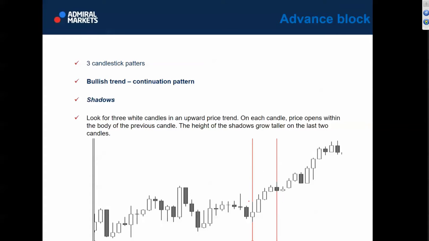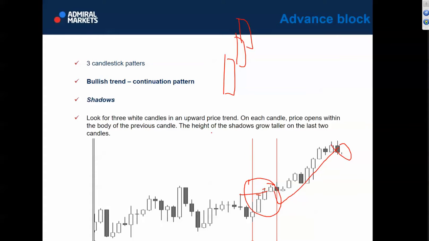See, so the height of the shadows. This shadow is here, this shadow is here, this shadow is here. This is not three white soldiers, because three white soldiers usually don't show any wicks. But if you see wicks, don't think that this is bearish. Very often traders might assume that if this closed like this, it is bearish. No, look at this. Candlestick pattern usually followed by a correction and continuation.